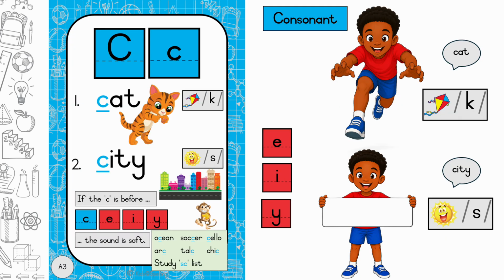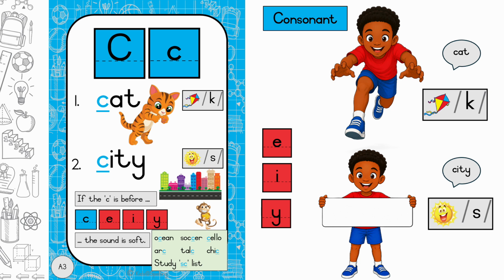On the poster, you can immediately see that there is a number 1 and a number 2. That means that the letter C can make two different sounds in English. The first sound you can see in cat and the second sound in city. So the two sounds are K and S.